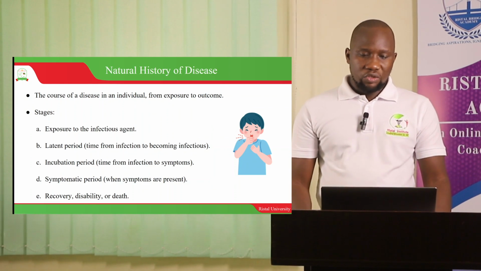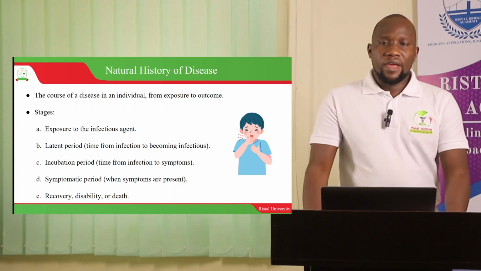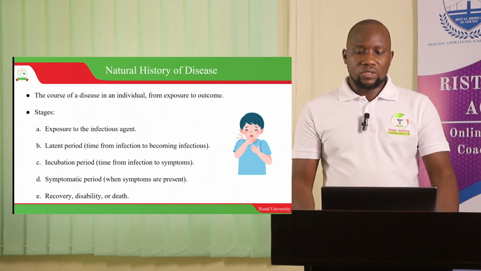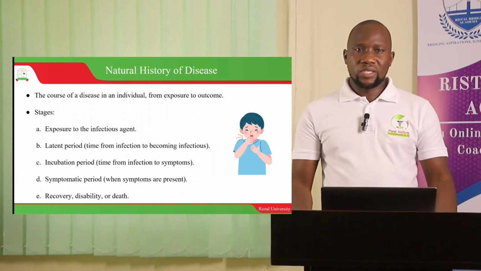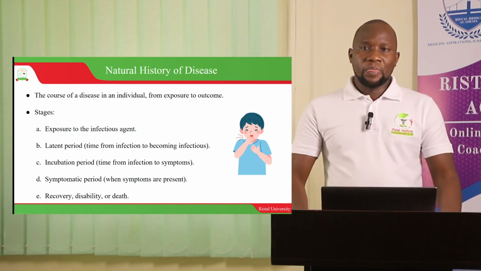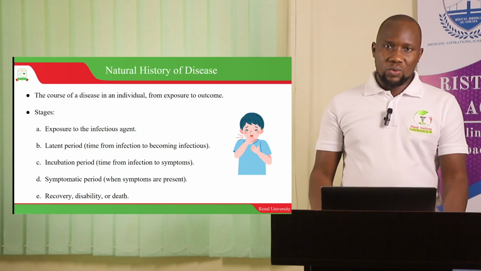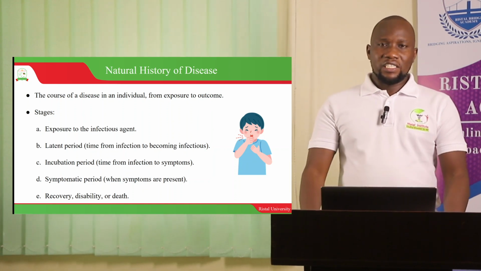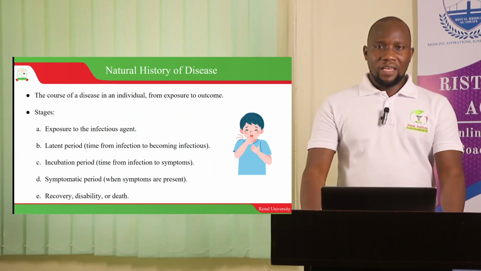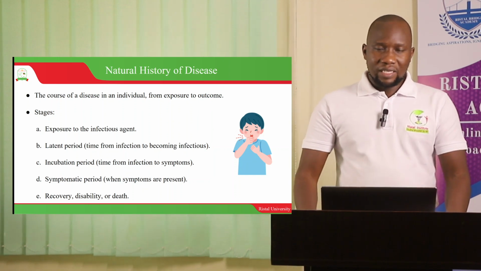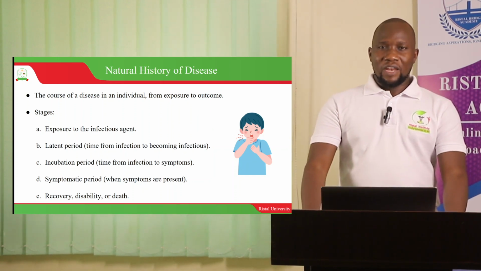When we talk about the natural history of disease, we are referring to the events that can happen when an individual is exposed to a particular infectious agent. The first stage is, of course, exposure to the infectious agent. That means the agent has gained entry into the susceptible host body, moves to where it can cause injury, and starts to multiply.